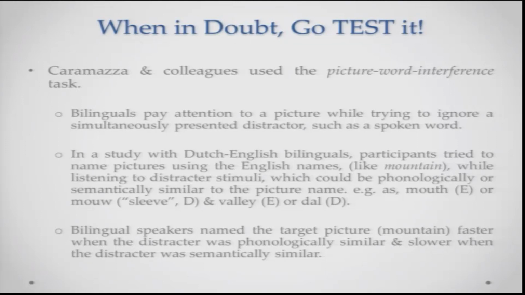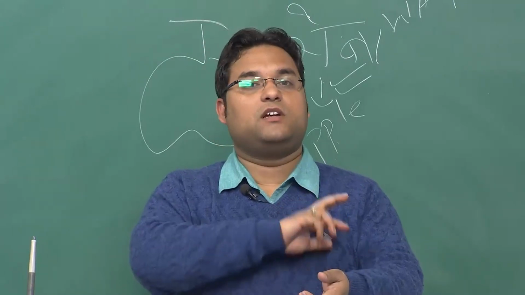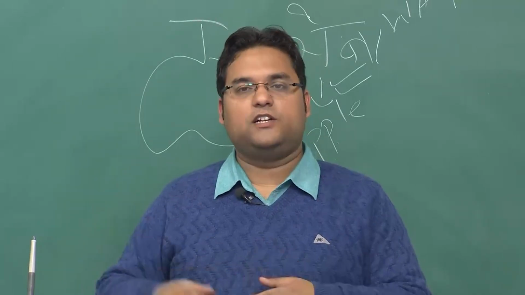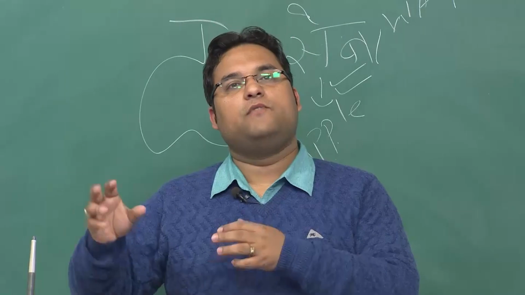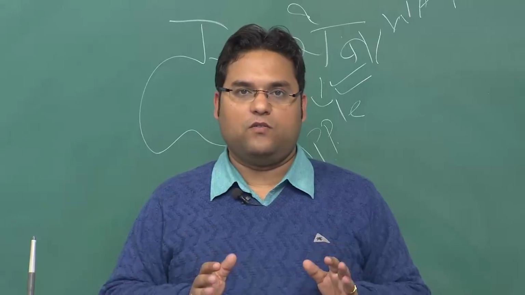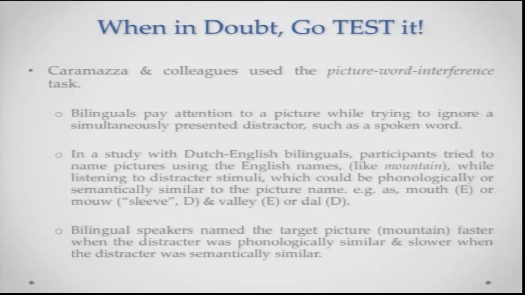So, if they have to name mountain and the picture is of a mountain, they could either listen to a distractor "mouth", which is an English distractor, or "mau", which basically means a sleeve, but is a phonological distractor in Dutch, or "valley", which is a distractor in English, but is semantically related, or "dal", which is a distractor in Dutch, but is exactly the name of mountain in Dutch. Again I will just repeat it, they have to name mountain in English, and they could have phonological distractors or semantic distractors. Phonological distractors are mouth or mau, English and Dutch. Semantic distractors are valley or dal, English and Dutch.